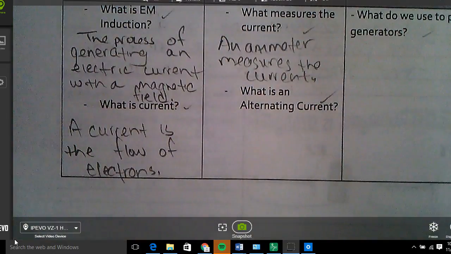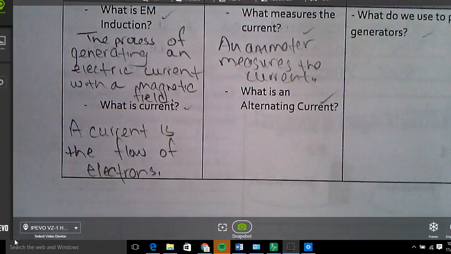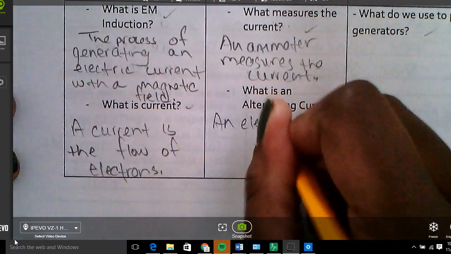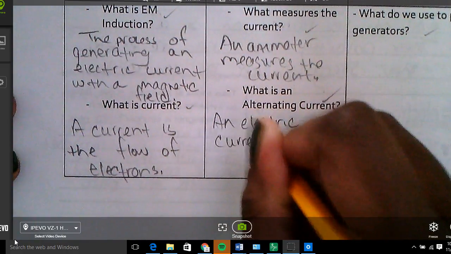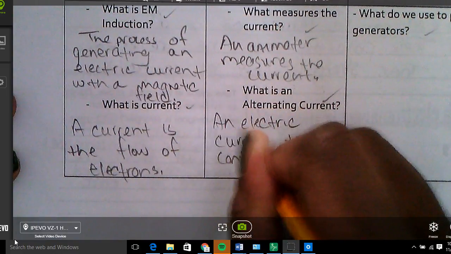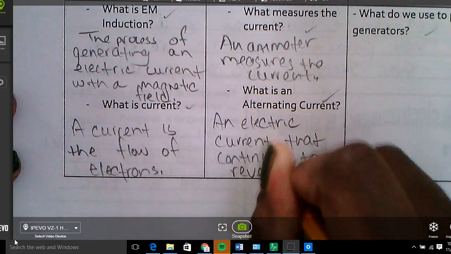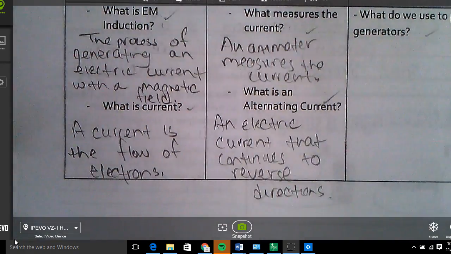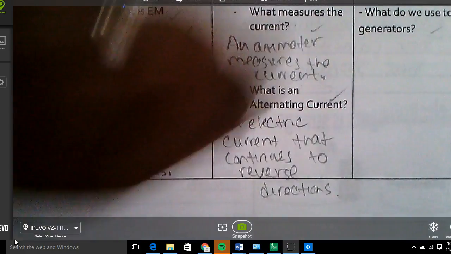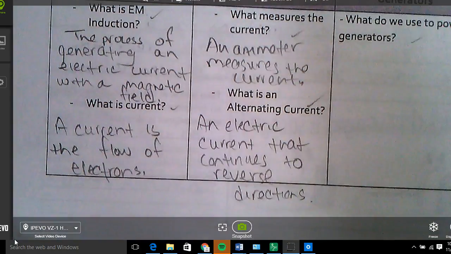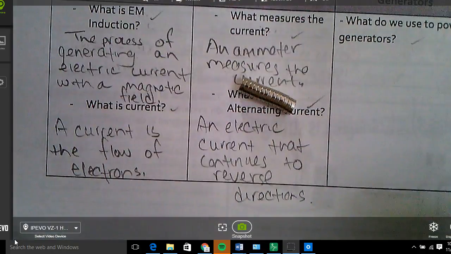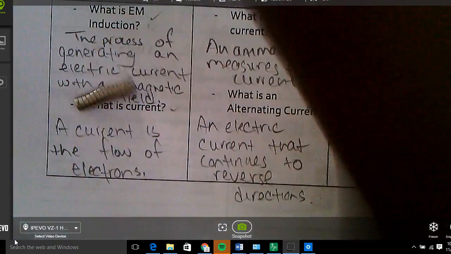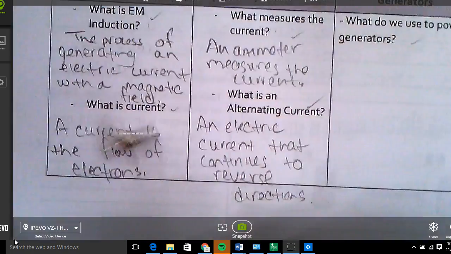What is an alternating current? Angel. Very good. An electric current that continues to reverse directions, okay? So when it's saying reversing directions, I just want to show you what that means very quickly. Do you see the magnet on the paper? That's what it means by reversing directions. It keeps turning, it keeps going back and forth versus one singular motion.